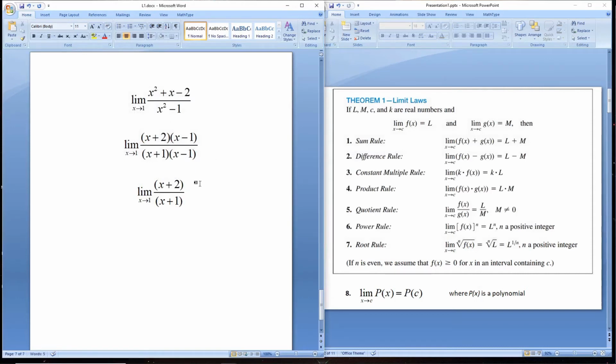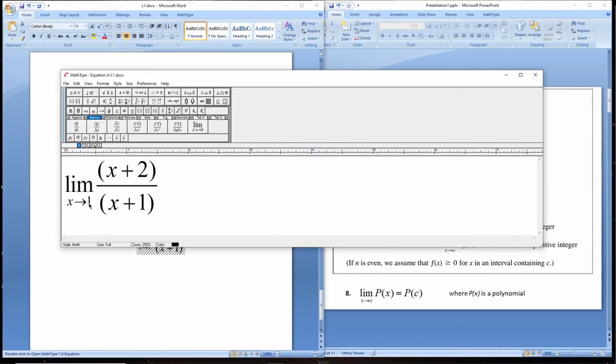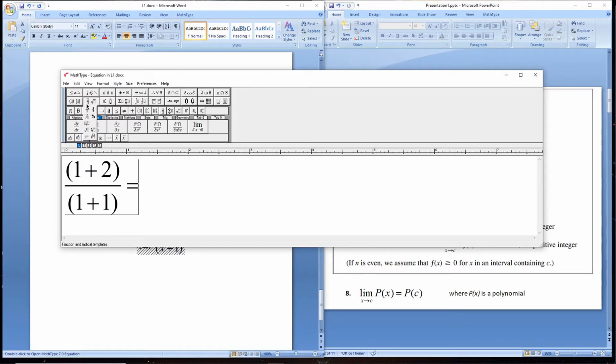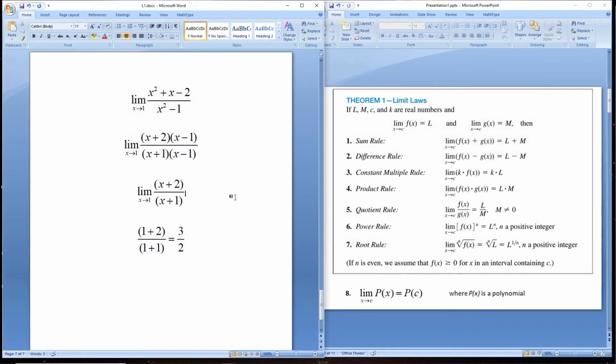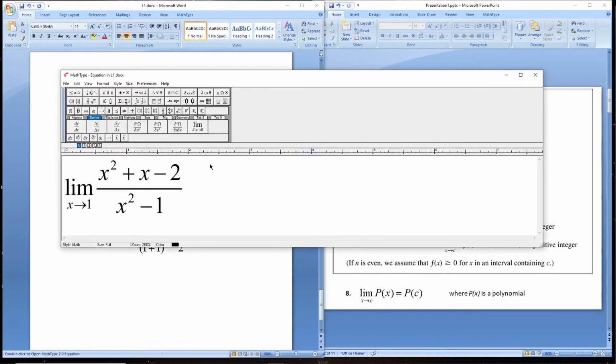And now that something has happened, let's try the number again. So we're just going to take 1 and plug it in. And there's our answer. This limit equals 3/2.